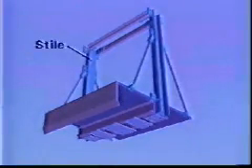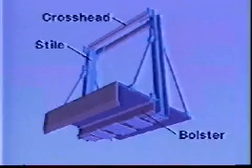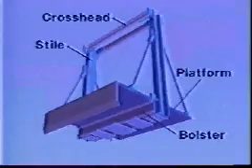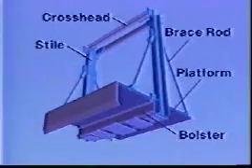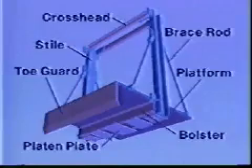The elevator is a moving room called a car. The car is made up of many parts, such as a sling consisting of stiles, crosshead, bolster or safety plank, platform, brace rods, tow guard, and platen plate.